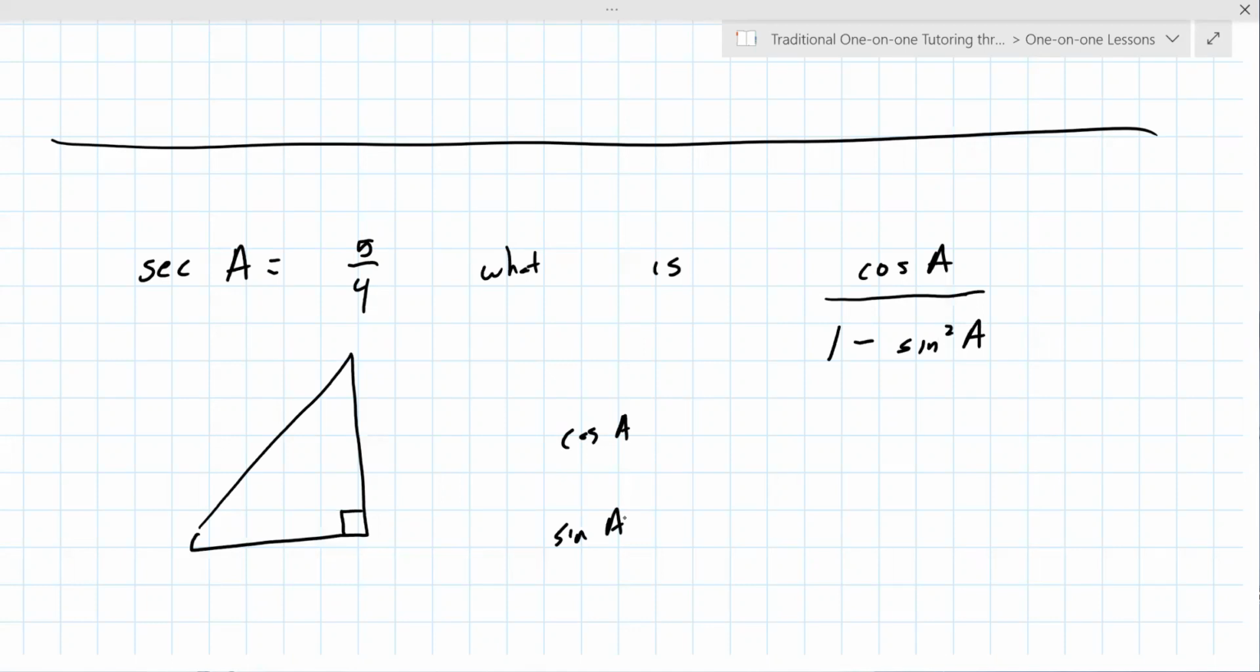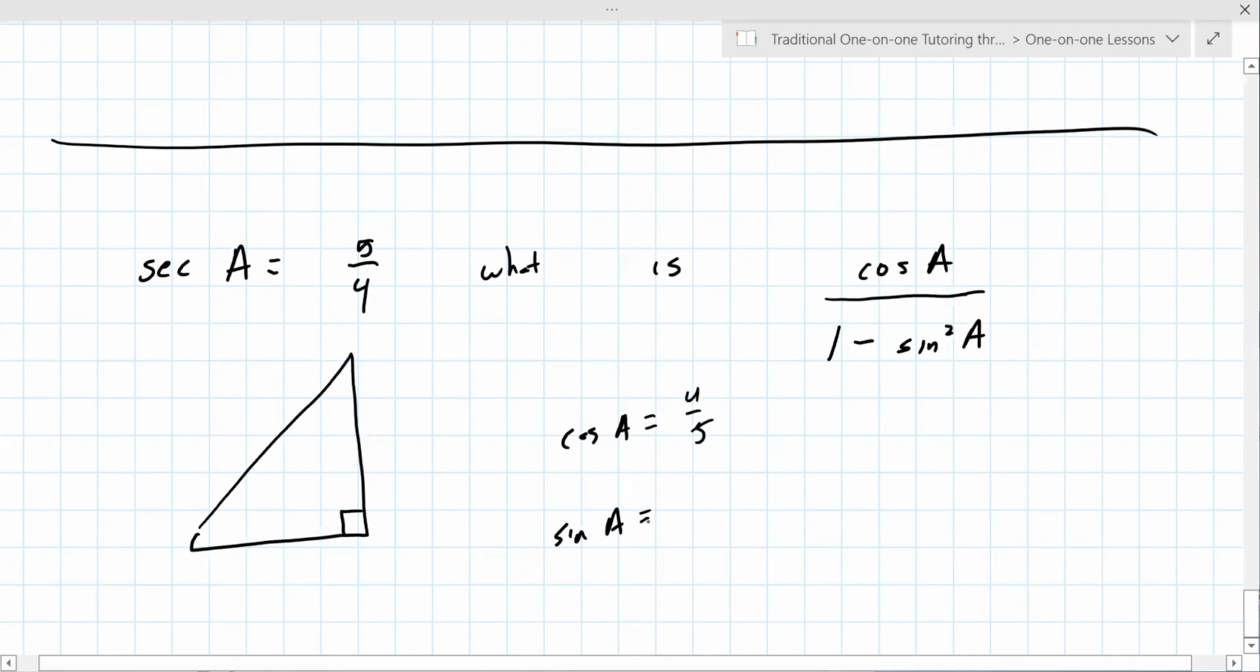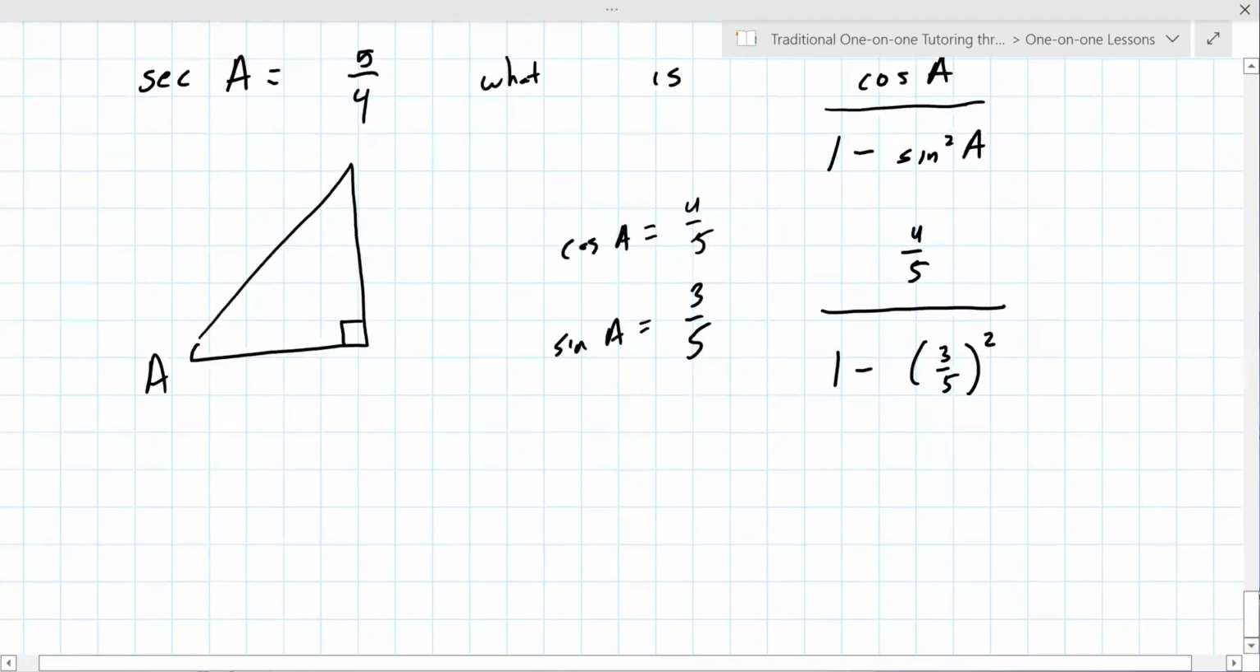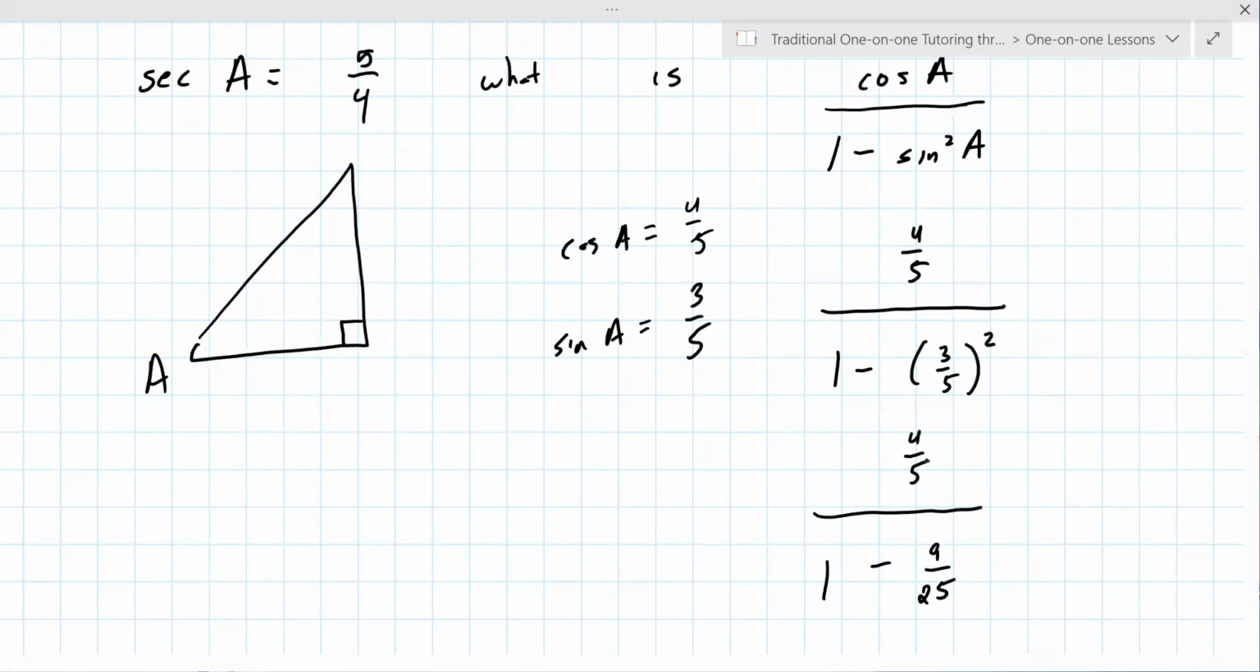Do you have some answers for cosine A and sine A? For cosine A, I got 4/5. Okay, agreed. How about sine A? 3/5. Yes. Okay, so the way this works is you put the value of cosine A in the numerator. Sine squared A, you're going to square sine of A. So as a reminder, you square the numerator and then the denominator. Okay, and then see if you can simplify it from there, please.